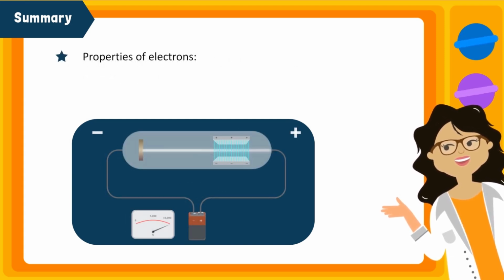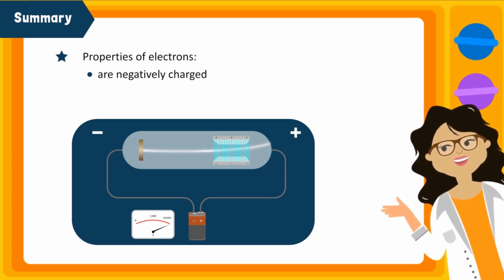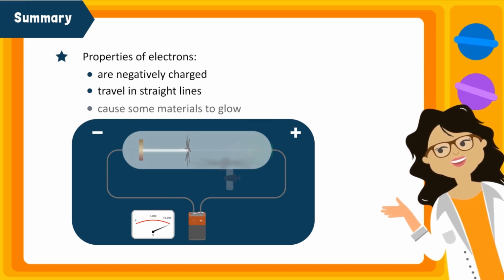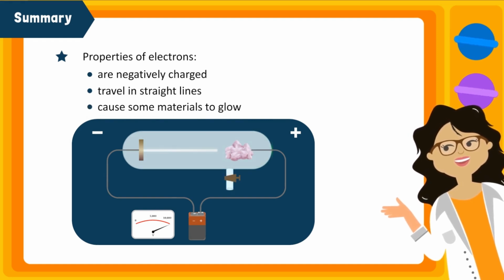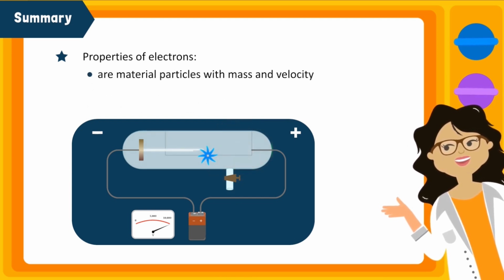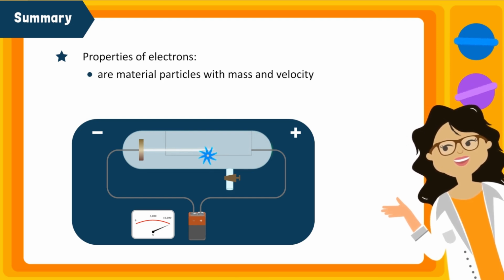traveled in a straight line, were invisible but caused some materials to glow upon hitting them. They could also produce mechanical pressure, and hence it was established that they were material particles with some mass and velocity. They were found to be independent of the nature of the gas used.